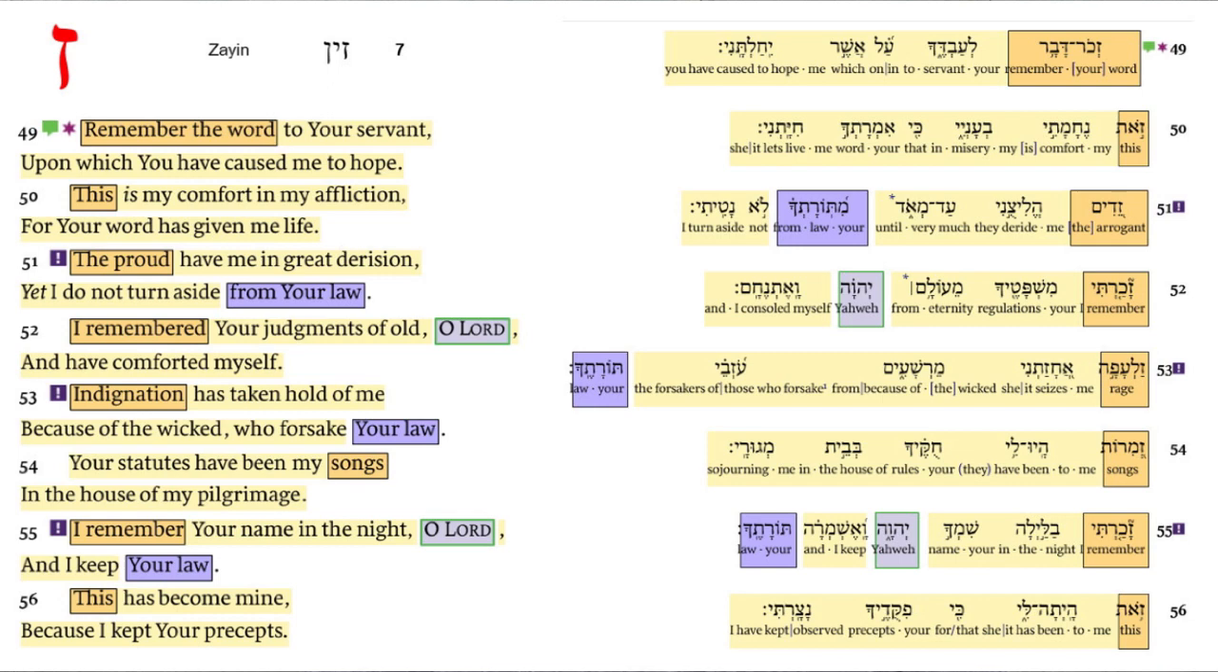That's the finished product, if you will. I will have life because of what you've promised. Verse 51. The proud have me in great derision, yet I will not turn aside from your law.